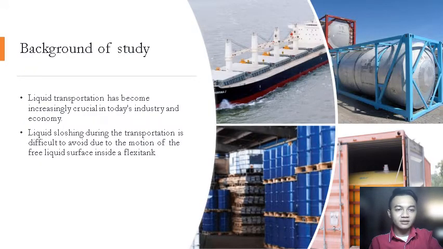So, the background of study: liquid transportation has become increasingly crucial in today's industry and economy. The examples of liquid transportation are shown in the figures, such as the ocean tanker, ISO tanker, IBC drums, and also FlexiTank. Since this study focuses more on FlexiTank, the liquid sloshing during transportation is difficult to avoid due to the motion of the free liquid surface inside a flexi tank.